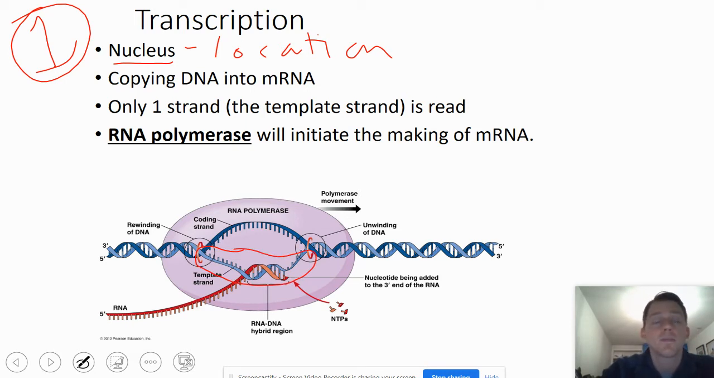And the enzyme that's important here is RNA polymerase. Remember that it's not DNA polymerase, it's RNA polymerase. RNA polymerase is going to initiate the making of mRNA. In this picture, the mRNA is red.